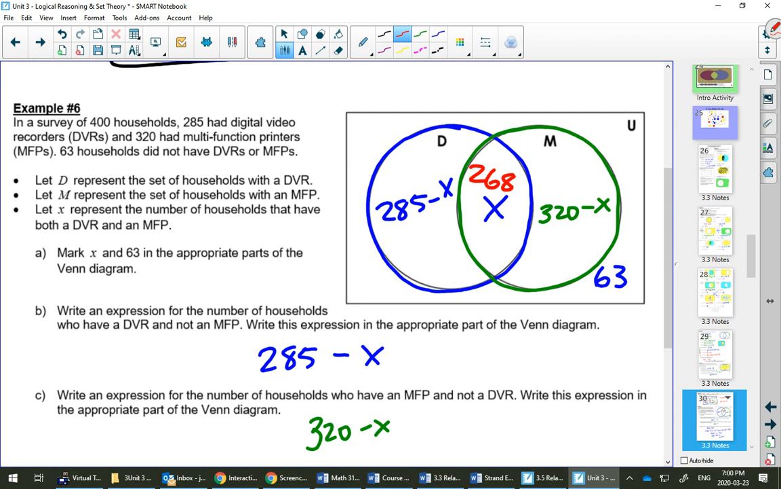So hopefully that gives you enough information on how to set up your Venn diagrams. Once you have the diagram set up, everything else is just reading and interpreting to answer the questions.